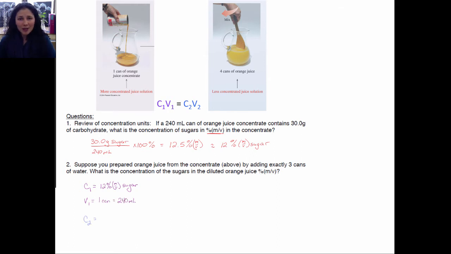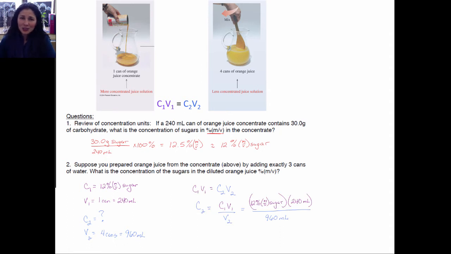The concentration of the final solution is unknown. This is the value that we will try to find using this equation. The final volume is the total final volume of the solution. Since we added 1 can of orange juice with 3 additional cans of water, the final volume of the solution is going to be equal to 4 cans, which is the same as 960 milliliters of solution. Now we have 3 of the variables, and the 4th one is unknown. This allows us to solve for the final concentration.